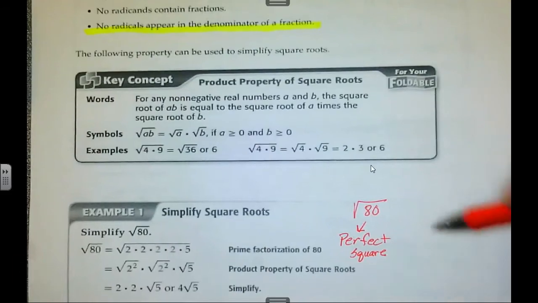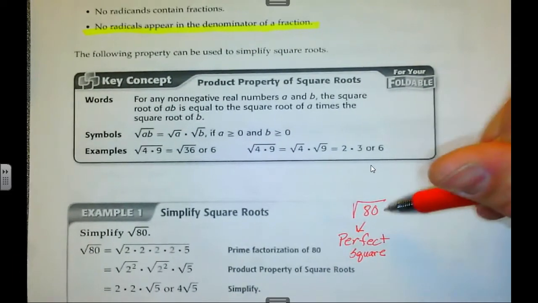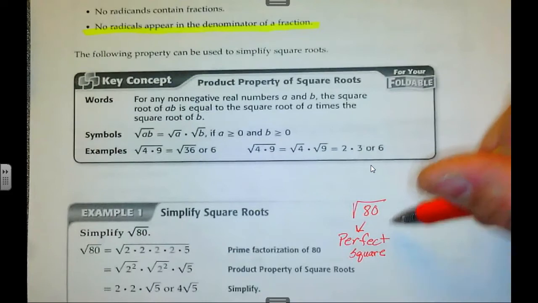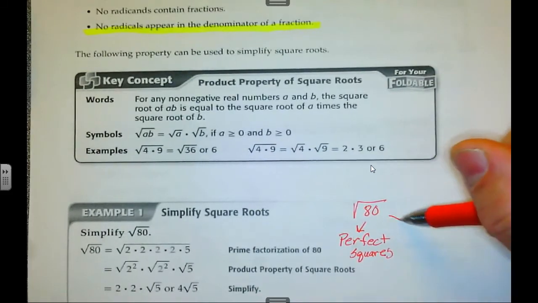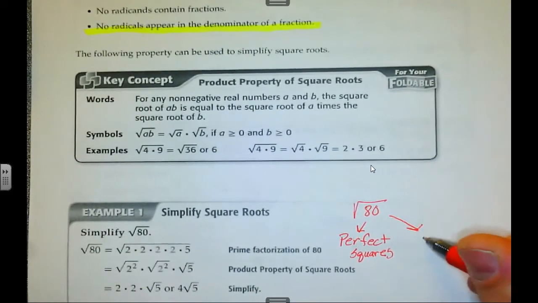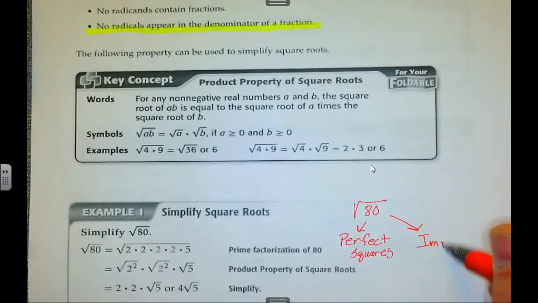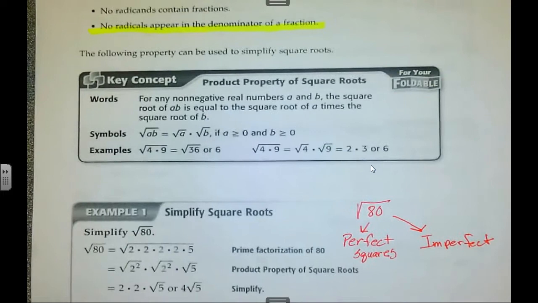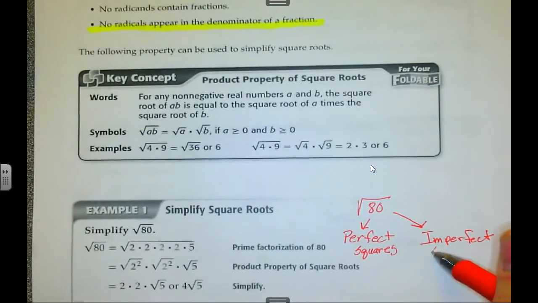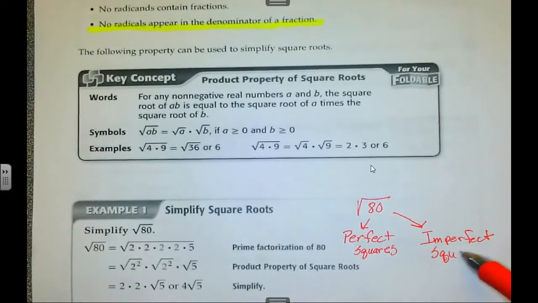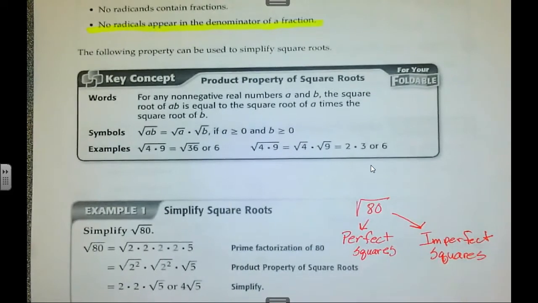Okay, simplifying radicals, we're going to separate that 80 into what's called perfect squares and imperfect squares. Or not perfect squares, right? What do I mean by perfect squares?